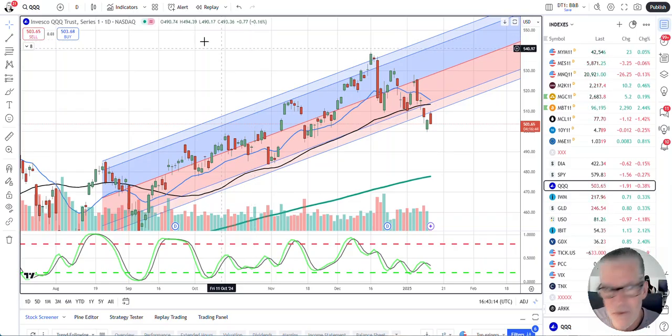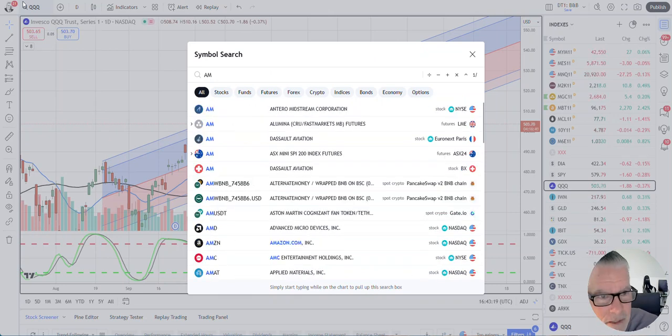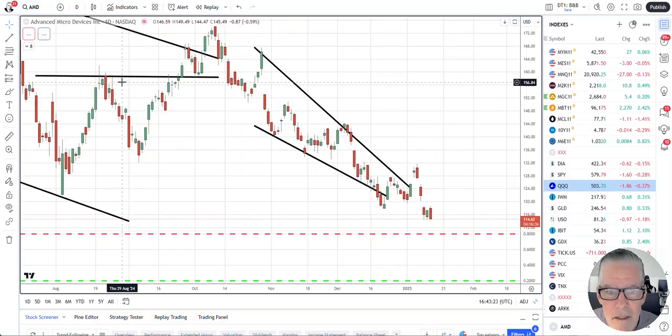So buy the pink in an uptrend, sell the blue in a downtrend. Let me see if I can find a good downtrend for us. AMD, I know, has been not looking very good. Yeah, let me get rid of some lines here.